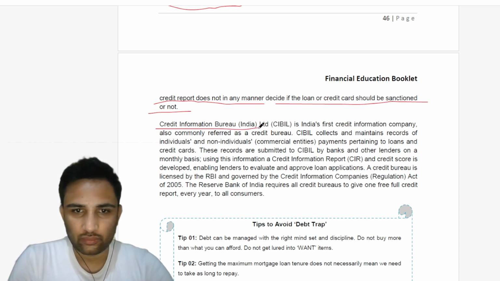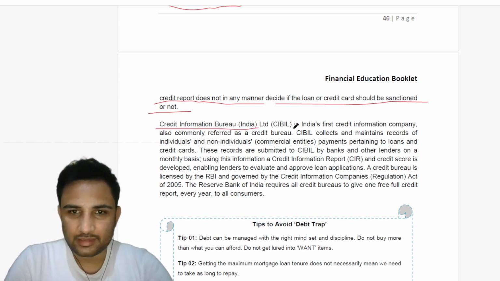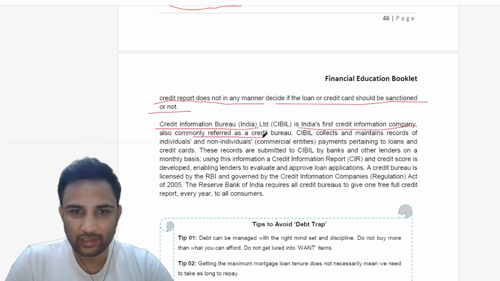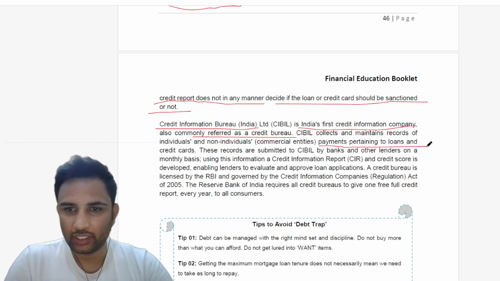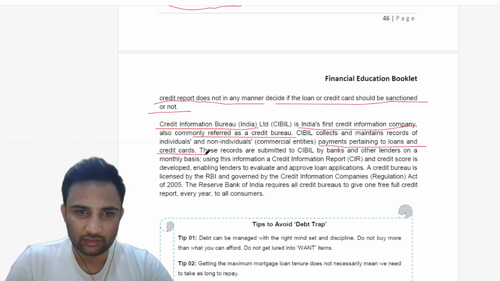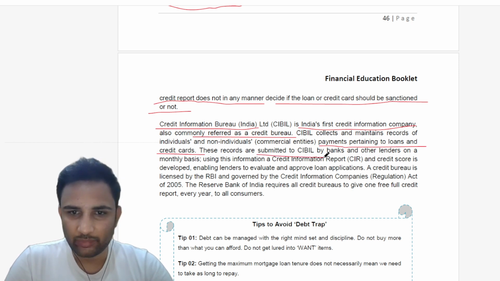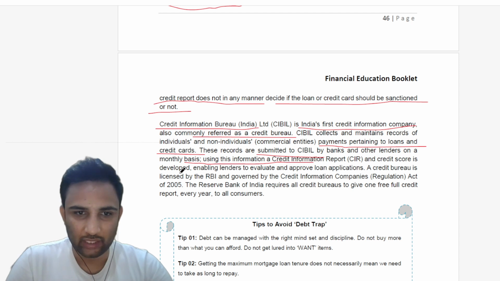Credit Information Bureau Limited is India's first credit information company, also commonly referred to as Credit Bureau. CIBIL collects and maintains records of individuals and non-individuals like commercial entities, payments pertaining to loans and credit cards. These reports are submitted to CIBIL by banks and other lenders on a monthly basis. Using this information, a credit information report, that is CIR, and credit score is developed, enabling lenders to evaluate and approve loans and applications.